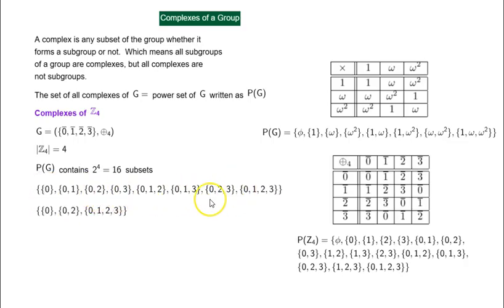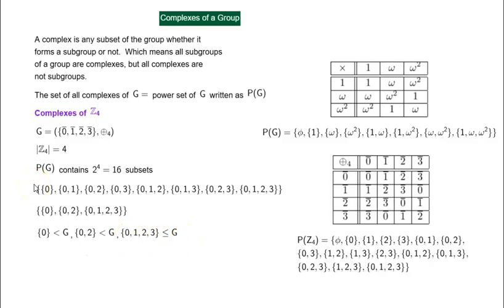Again, using the closure property and existence of inverses, we filter further. So we are left with 3 subsets: a subset containing only 0, a subset containing 0 and 2, and the entire set. So here {0} is a proper subgroup of G, {0, 2} is a proper subgroup of G, and {0, 1, 2, 3} is a subgroup of G.